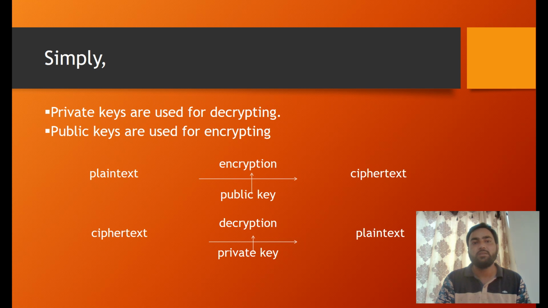Simply, we can say about the asymmetric key algorithm or the public key cryptosystem that private keys are used for decrypting and public keys are used for encrypting. Plain text gets converted into ciphertext using the public key, and ciphertext gets converted into plain text using the private key of the receiver.